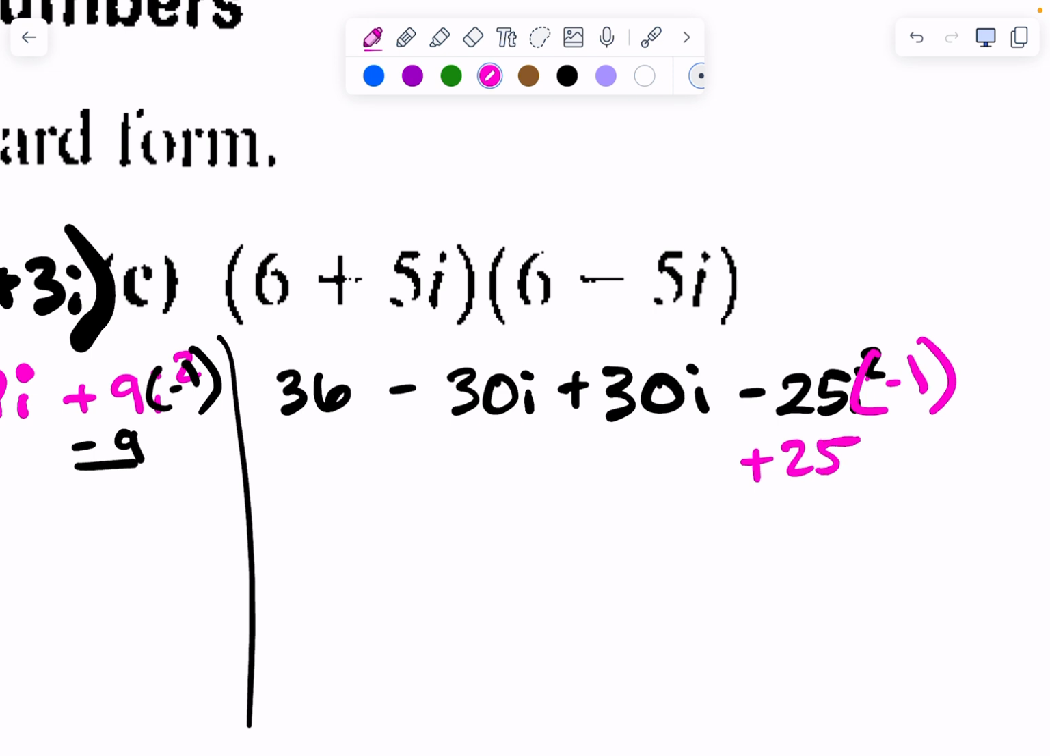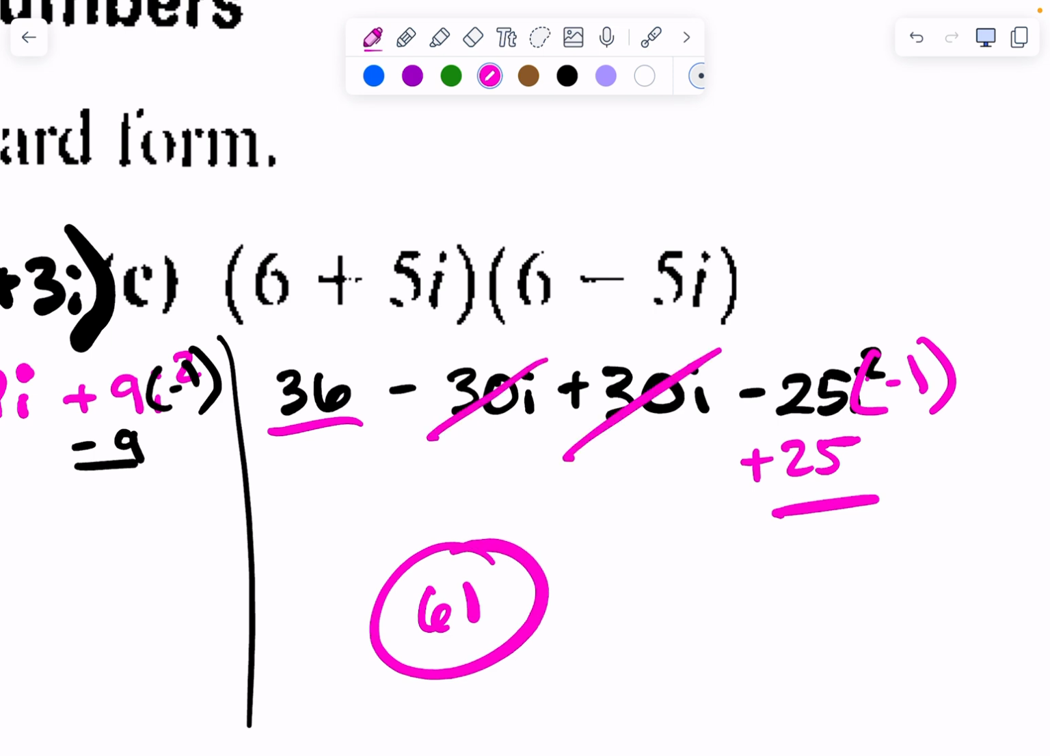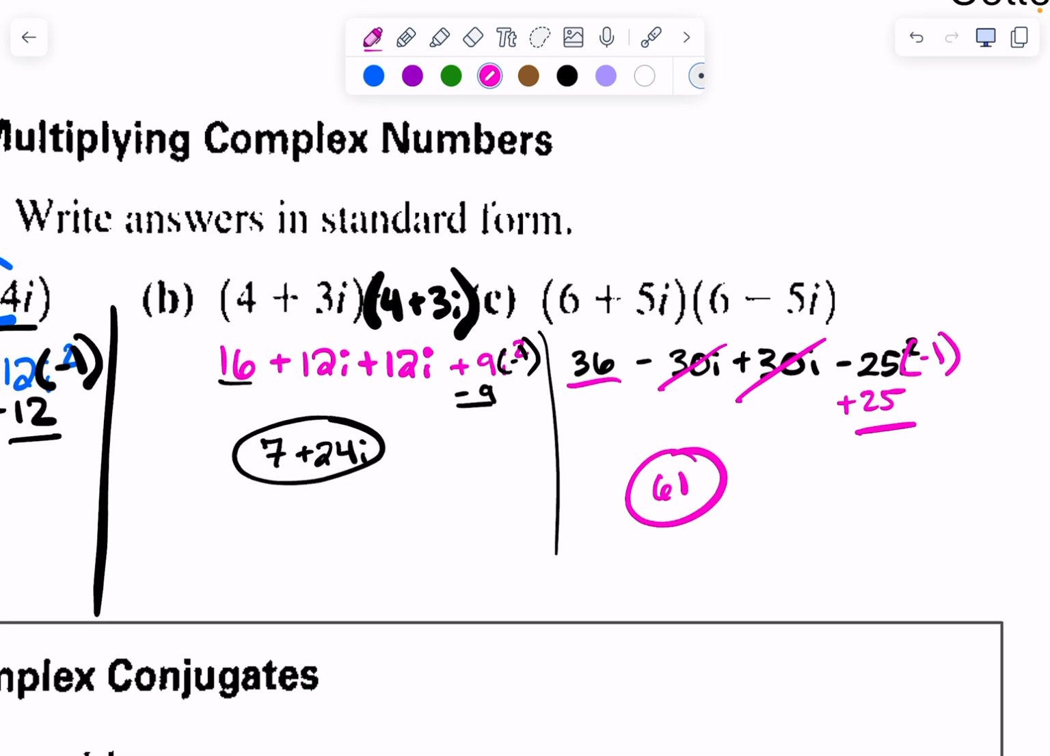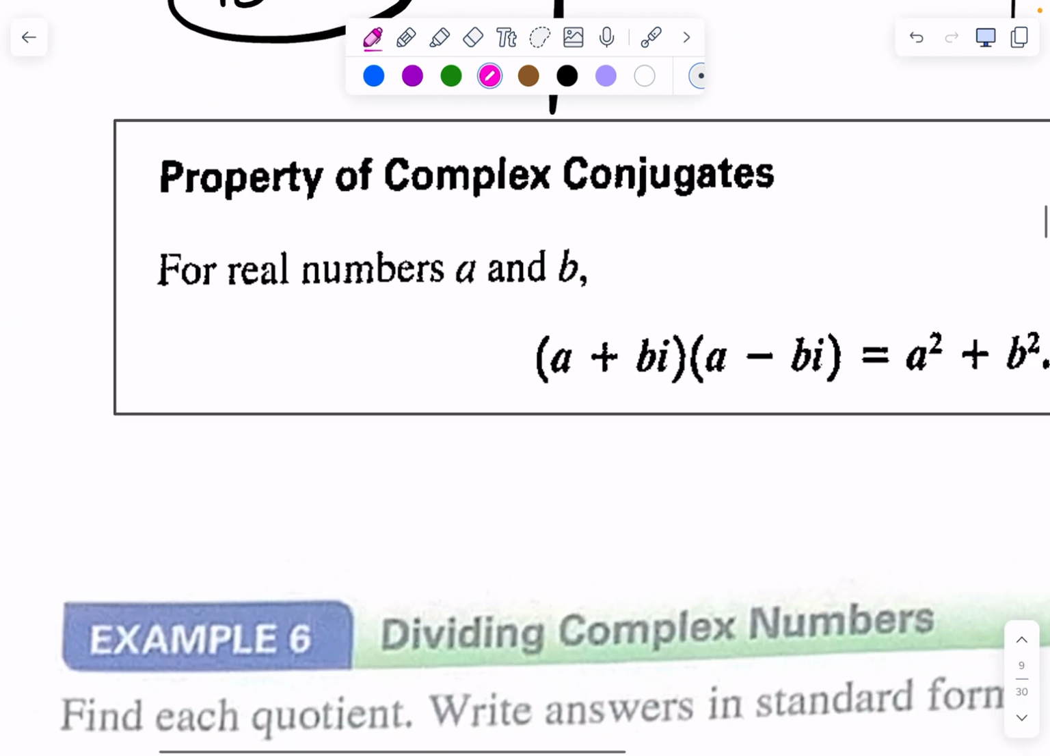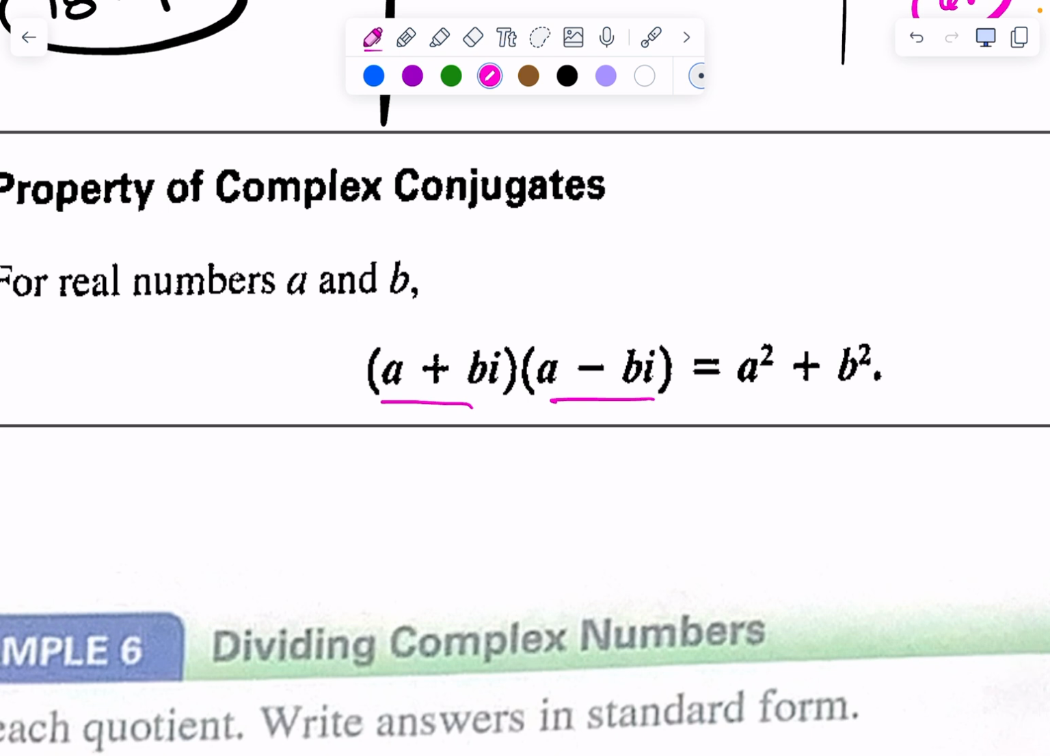61. Yeah, 61? And that's it? Awesome. Do we see how that works? That i squared will always end up becoming a negative 1, and it'll switch the sign of the number in front of it. Good? Okay, we just multiplied conjugates, and we just said that those middle 2 pieces will cancel out, right? So there's that.